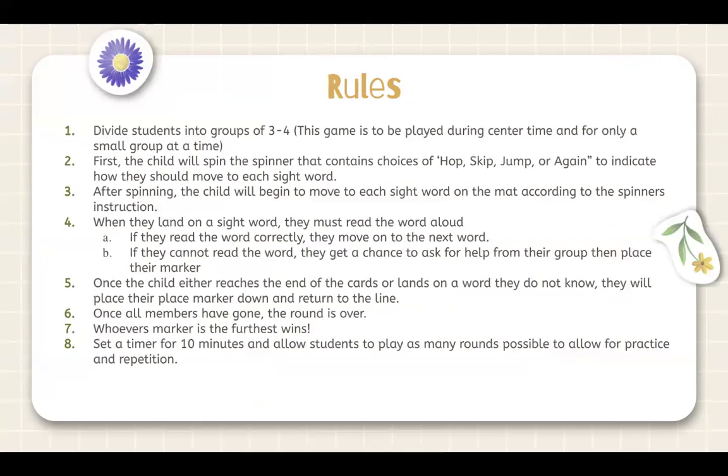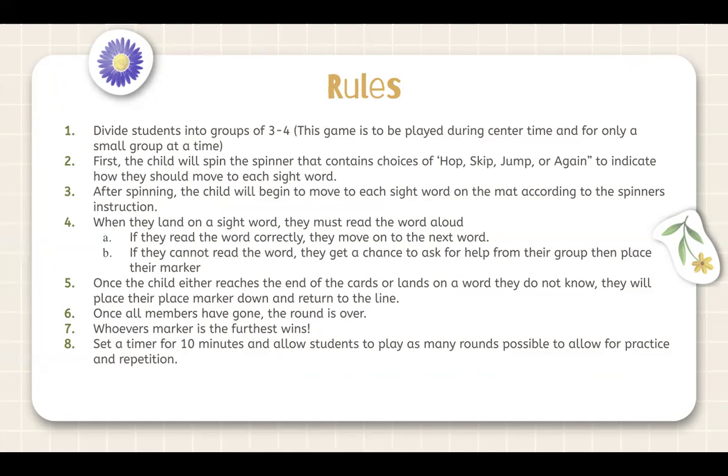This game would be played during center time when other members of the class are assigned to a different activity. Students who engage in this game will be placed in a small group of 3 to 4 students. That way, everyone has the opportunity to go multiple times, allowing for them to engage in repetitive exposure and practice of their sight words. First, the child will spin the spinner that contains choices of hop, skip, jump, or again, to indicate how they should move from one word to the next.